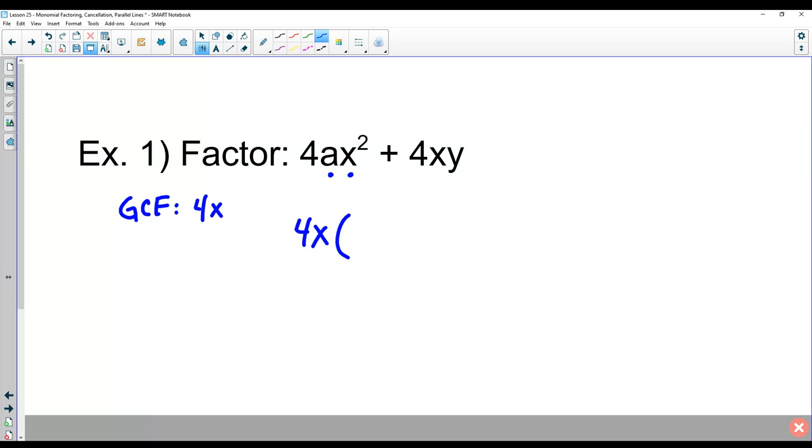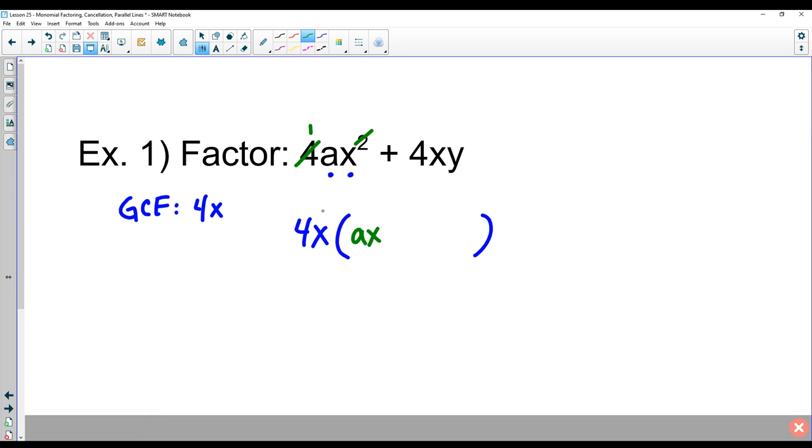We're going to factor that out of both terms. That means we're going to divide it out. So if we divide out a 4 out of the first term, okay, that's going to be a 1. If we divide an x out of an x squared, we're left with just 1x, so x to the first power, which leaves us with 1ax, or just ax.